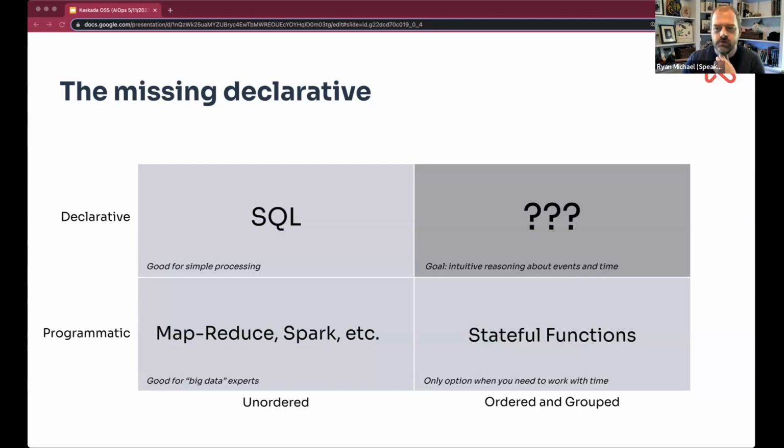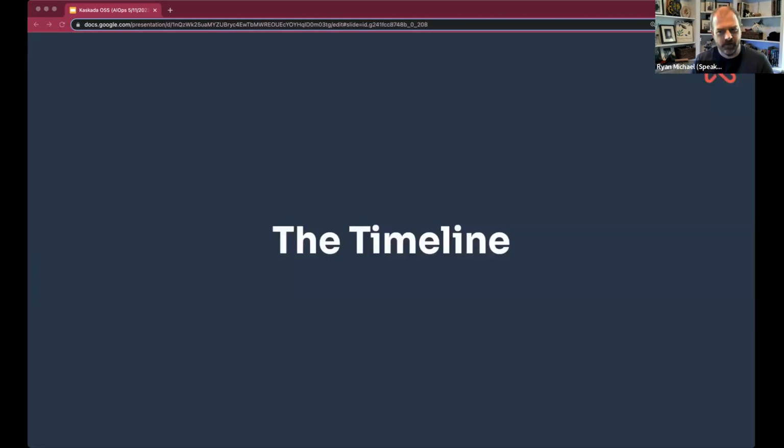We are going to introduce this idea of the timeline. This is what I want to talk about here. A timeline is a new abstraction that we've built the Kaskada system, the event processing system, on top of, that we think addresses these problems.